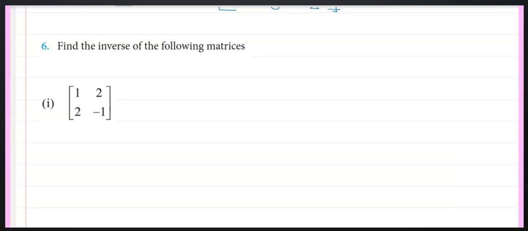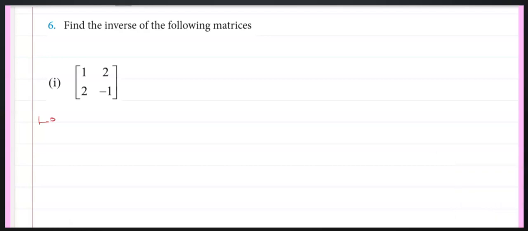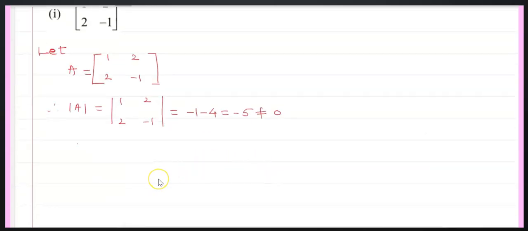Now the next is find the inverse of the following matrix. Find the inverse of the following matrix A, that is 1, 2, 2, minus 1. Let A be equal to this, therefore determinant of A is equal to minus 1 minus 4, which is minus 5, which is not equal to 0. Therefore, A inverse exists.